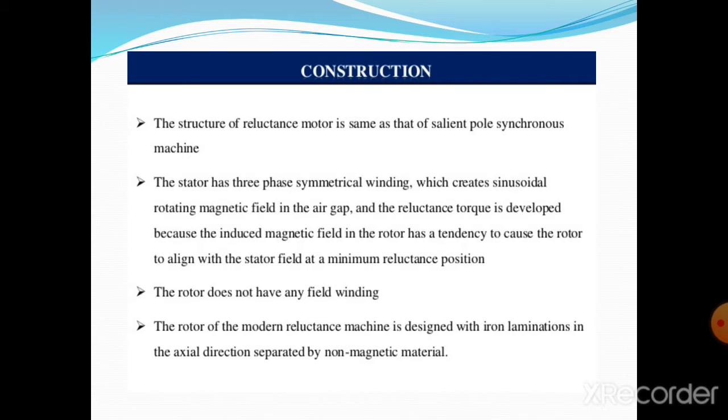Next is construction. Every motor consists of two main parts, the stator and the rotor. First we will discuss the stator. The stator of the synchronous reluctance motor has smooth and distributed poles, so it has a laminated iron core with open or semi-closed uniformly distributed slots. The slots are classified into two types, open or semi-closed. Open slots may be used to house multi-phase concentrated coils per phase.